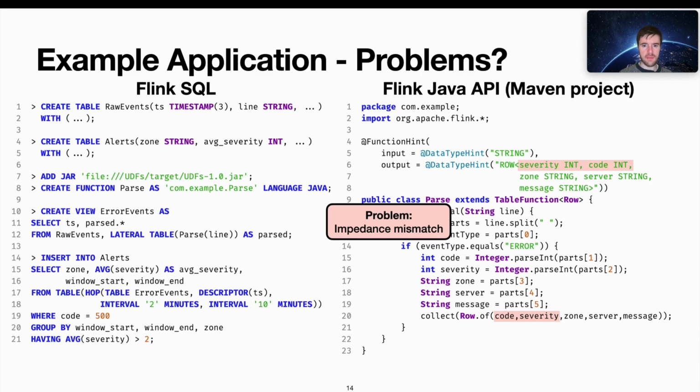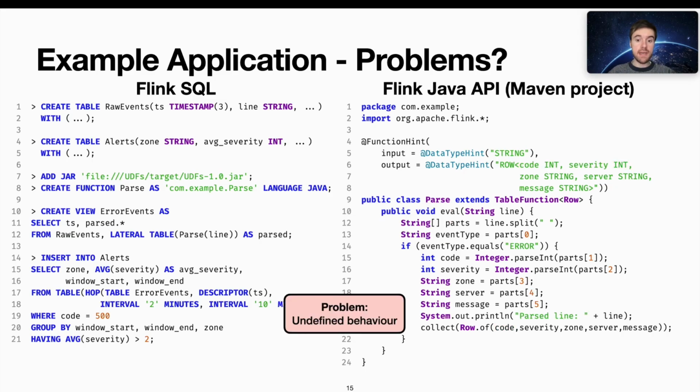Another problem is that we need to convert between SQL types and Java types, and this can be both cumbersome and also a potential source of errors, such as mixing up the order of fields. Another problem is that UDFs can execute arbitrary code that could potentially violate the semantics of the query language and leak sensitive data, and there is no easy way for the query language to verify against this.